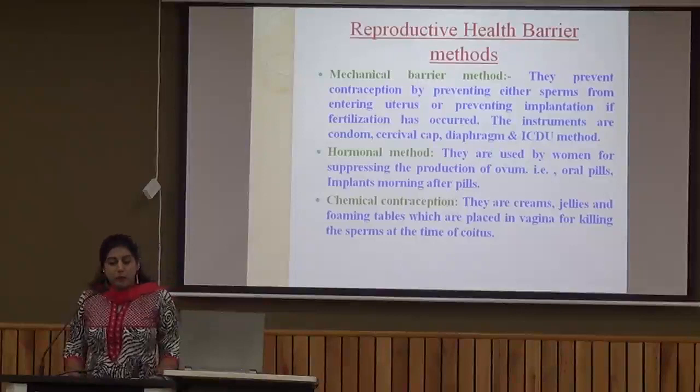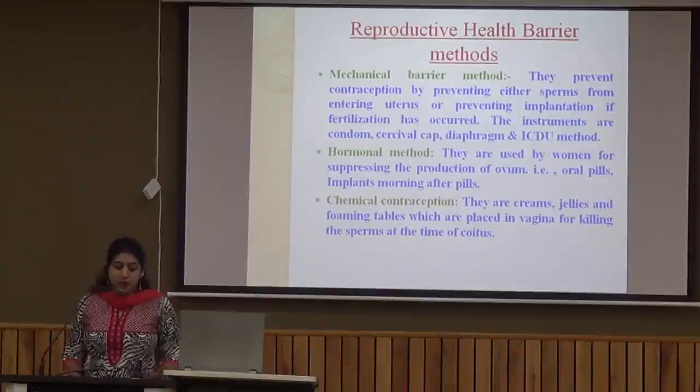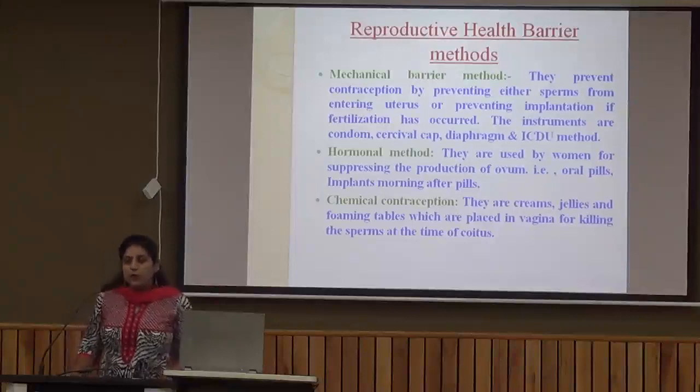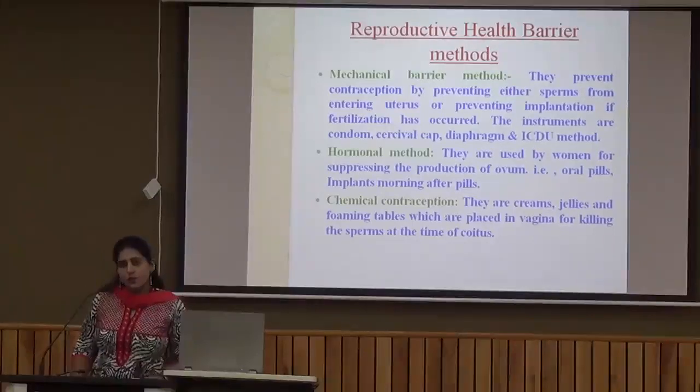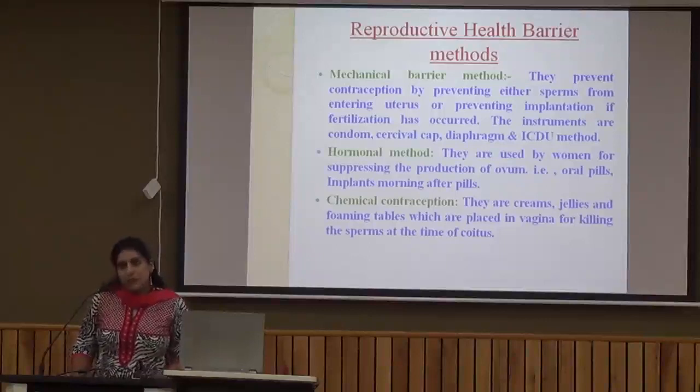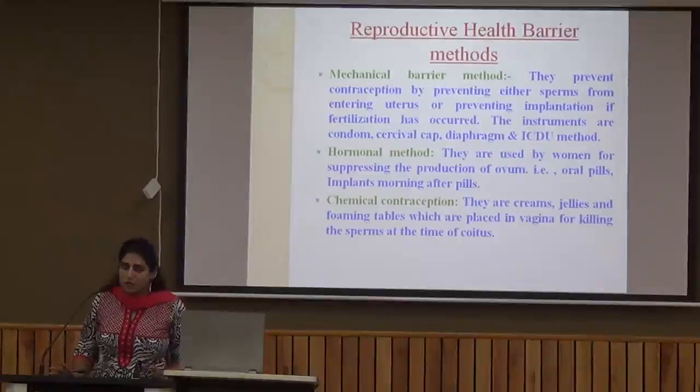The second is the hormonal method. These are used by women for suppressing the production of ovum, through oral pills, implants, and morning-after pills. Oral pills are responsible for killing or slowing down the process of the formation of the egg, and there is another, the after pill. Once the female undergoes sexual activity, the pill can be taken to avoid the chances of pregnancy. Then there are chemical contraceptives, some creams and jellies.